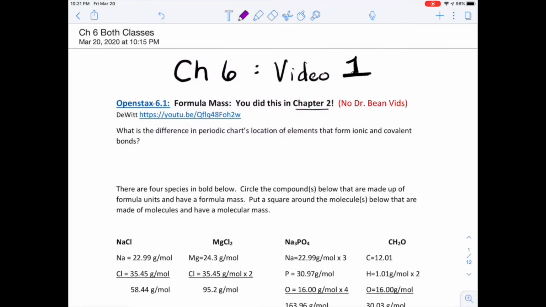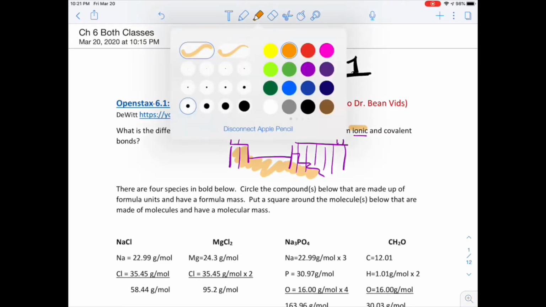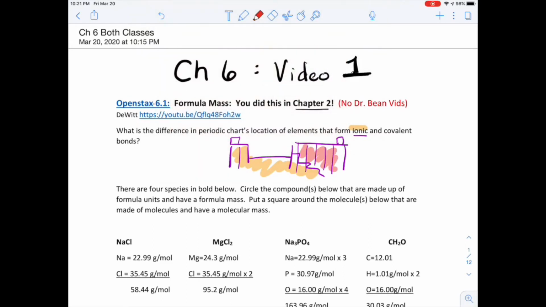Just as a quick reminder, we've said this several times: on your periodic chart, if we're trying to tell the difference between something that's ionic and something that's covalent, we've talked about how you've got your stair steps right there. If you're doing something that's ionic, then it's going to be something on this side with something on this side. That's our look of something that's ionic. Whereas with covalent, both things are on that same side.